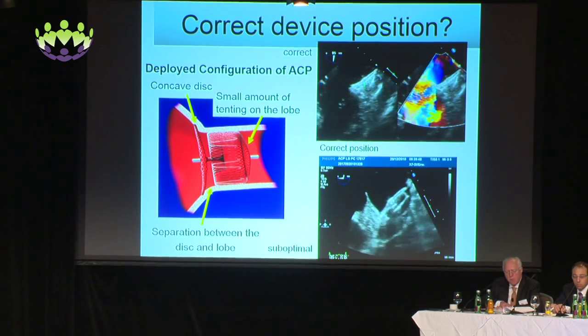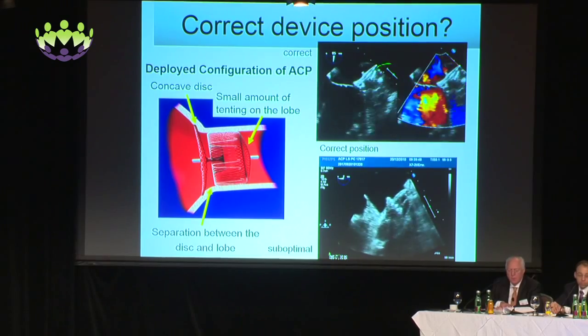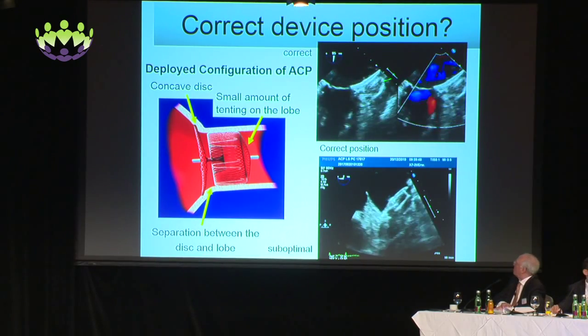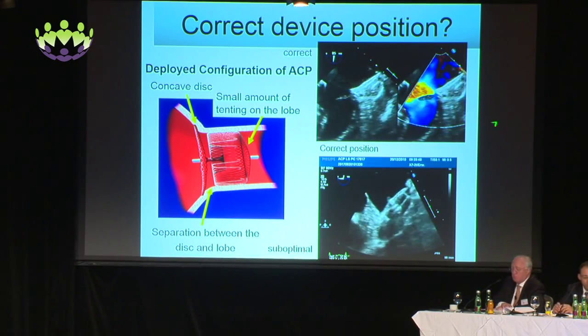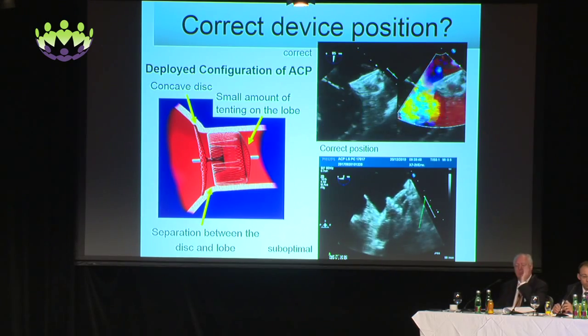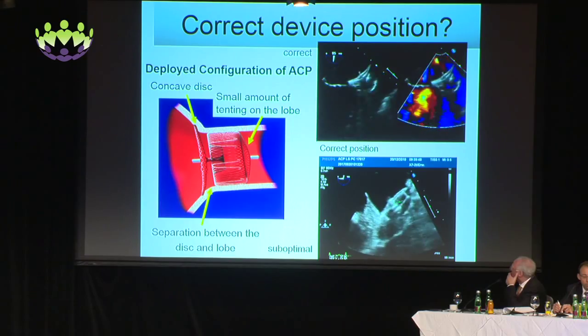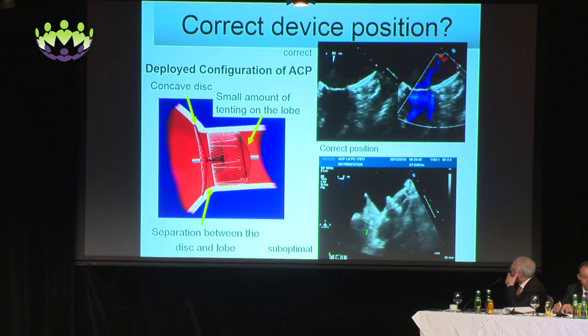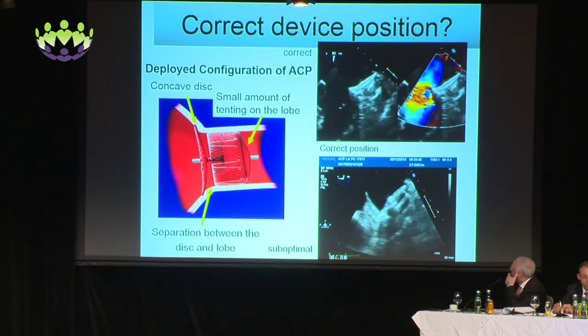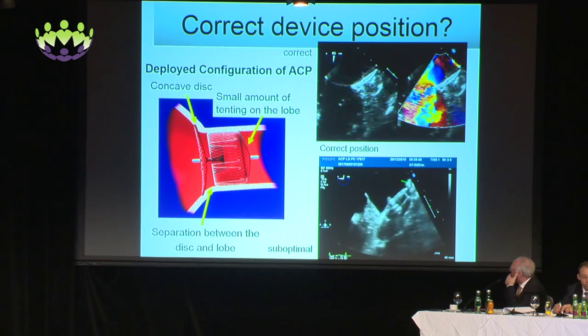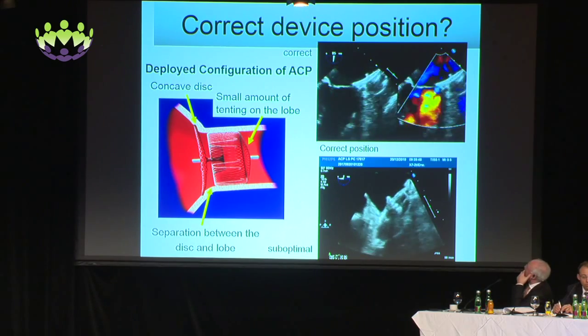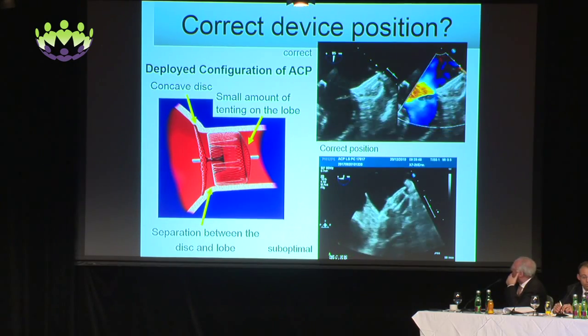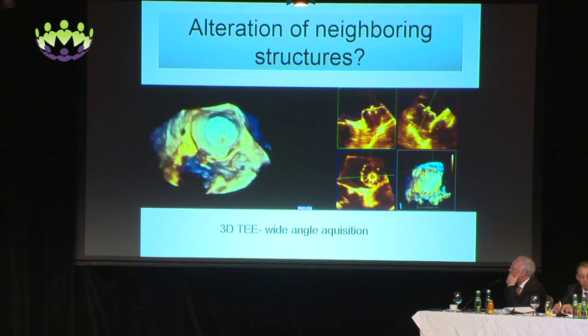So we have a concave shape. You can clearly separate between the disc and the lobe. And we see some amount of tenting here on the lobe. On the bottom, on the right side, we see a device. We don't see any compression on the device. We have not a concave, but a convex shape of the disc. And you can clearly see that there's no contact of this device to the cranial wall of the left atrial appendage. So this is a very unsatisfactory result.